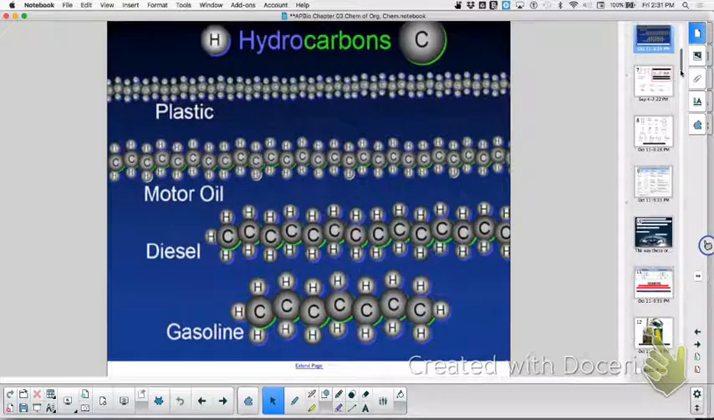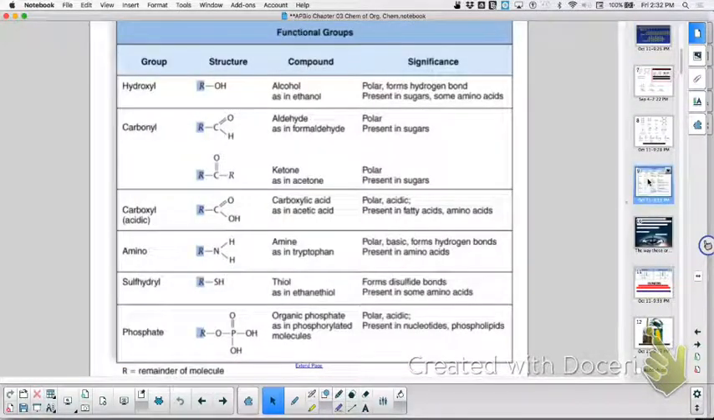And then there are functional groups you can attach onto them to give that hydrocarbon a little flavor. Maybe you make that region of it hydrophilic. Could be an amphipathic molecule, where one region is hydrophilic and one region is hydrophobic.